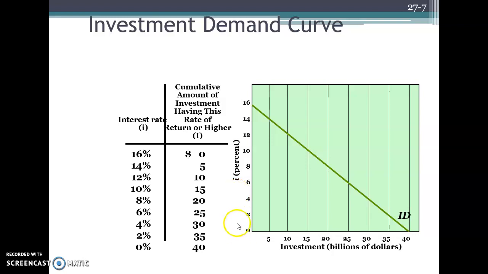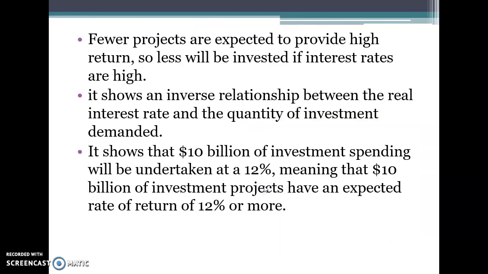Now you can see, as the interest rate is increasing, the level of investment is decreasing. But as the interest rate is decreasing, the level of investment is increasing. That's why there is a negative relationship between the interest rate and the level of investment. Now, how does this negative relationship exist?